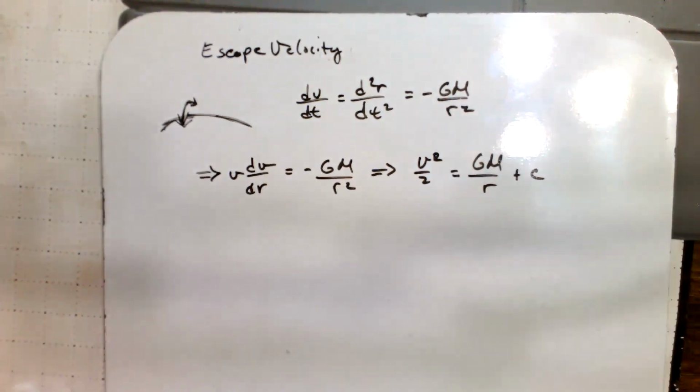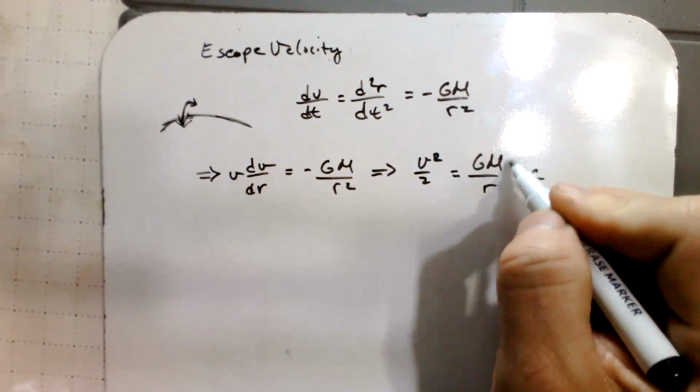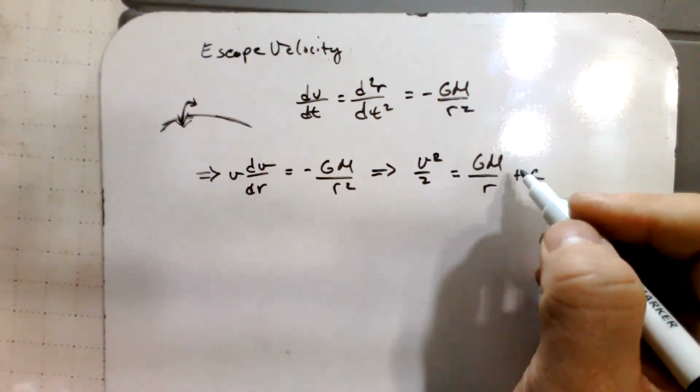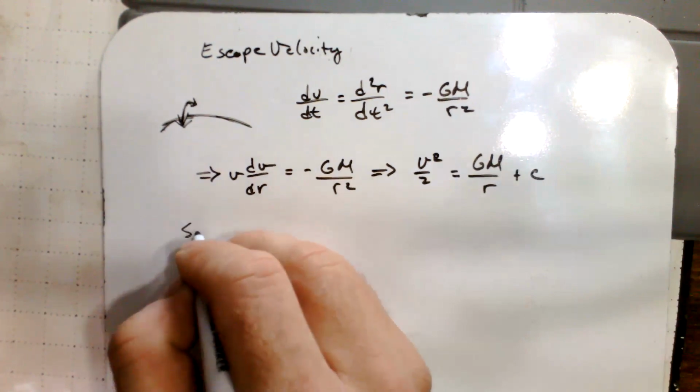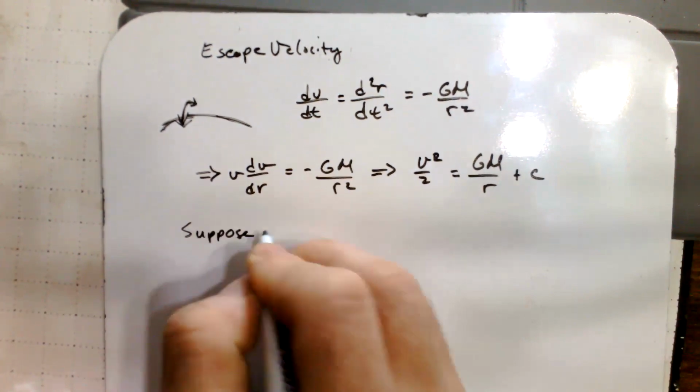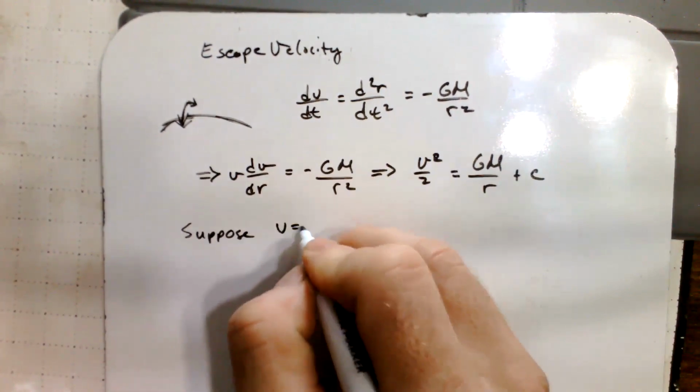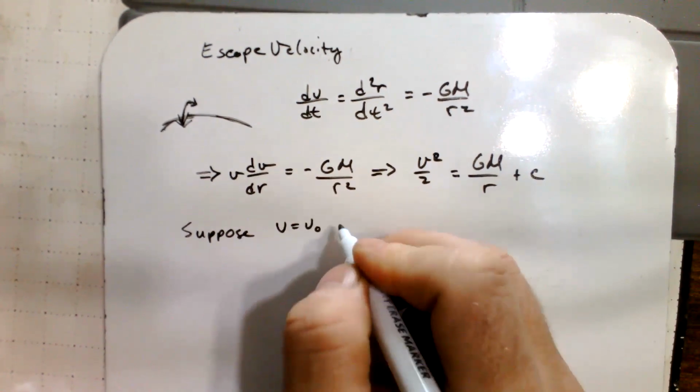Okay, so there's not a lot that's new here. The only thing that we didn't talk about is that before, this was a definite integral, and now we have an indefinite integral. Okay, so now suppose that v is equal to v naught, so that's our initial velocity.